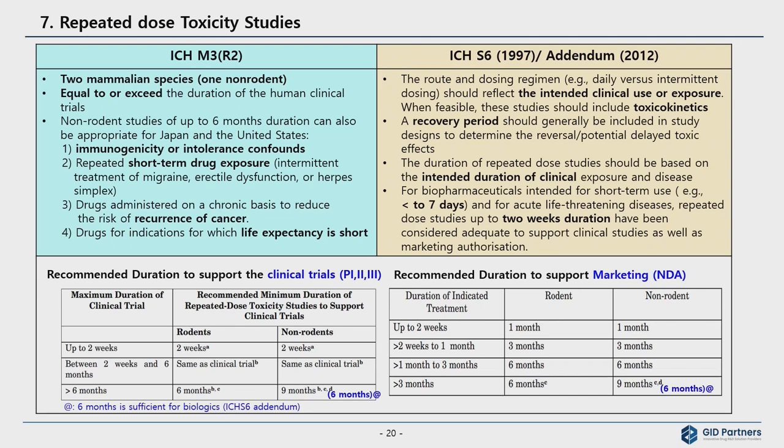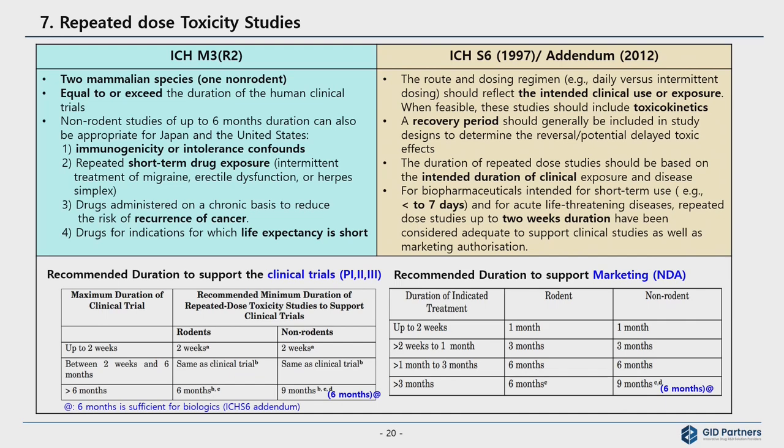And immunogenicity or toxicity, so intermittent short-term exposure can be repeated, or for oncodrugs, up to 9 months of study is usually recommended. However, in this case, 6 months is recommended in S6. Tested duration for the biopharmaceuticals, and also for the acute life-threatening diseases, 2 weeks duration is considered.